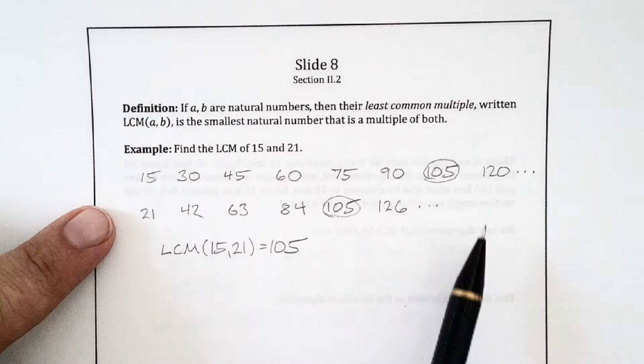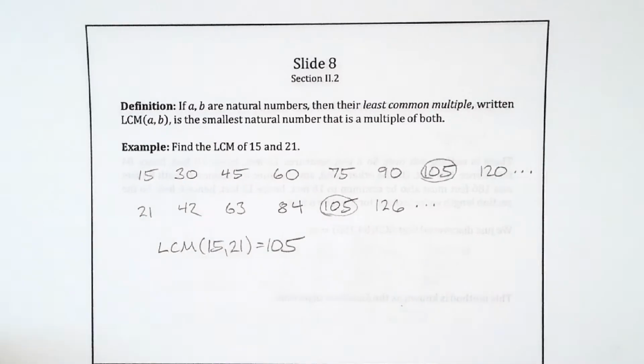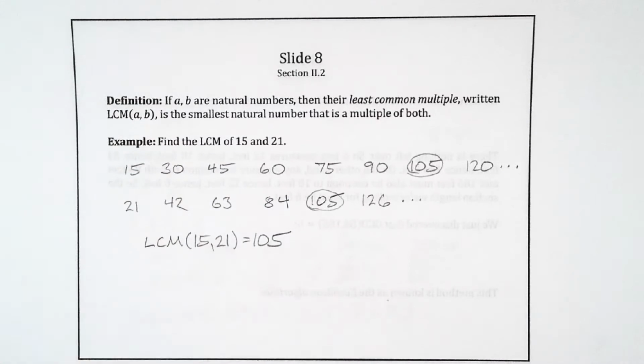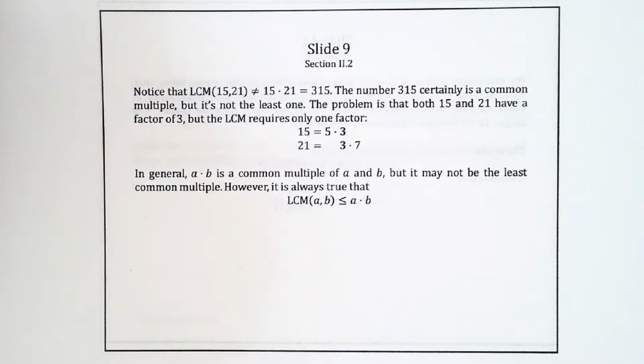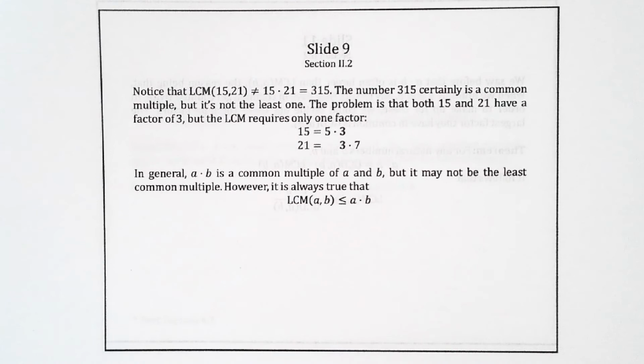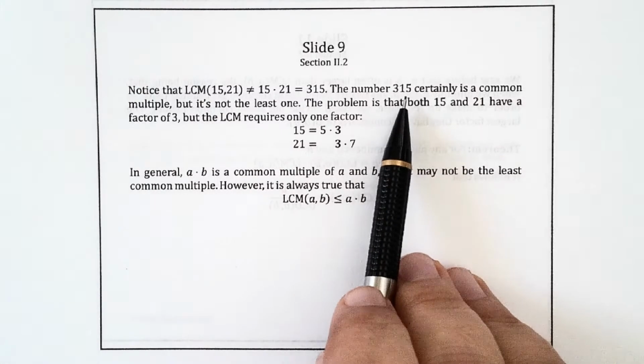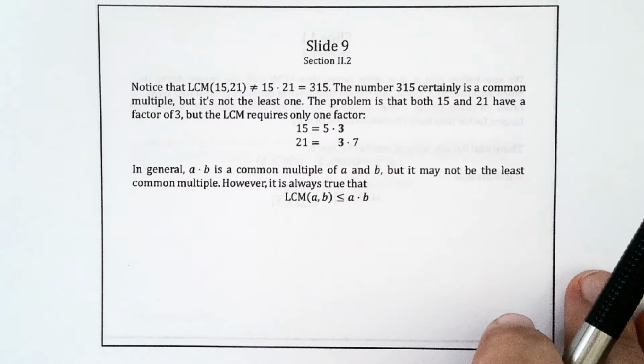So this is a method that always works, but again, since we're just listing multiples, sometimes it could take a while. So we'll begin talking about a better way to do it. Now, notice that the least common multiple of 15 and 21 is not 15 times 21, which is 315. Okay, 315 is certainly a common multiple. Okay, it's a multiple of both, but it's not the least one.